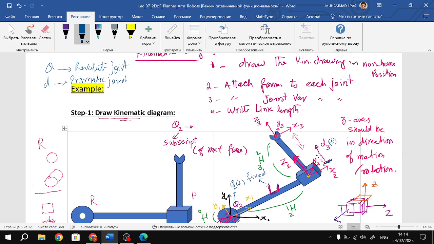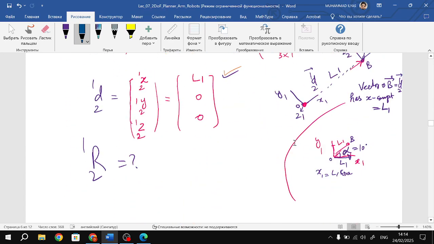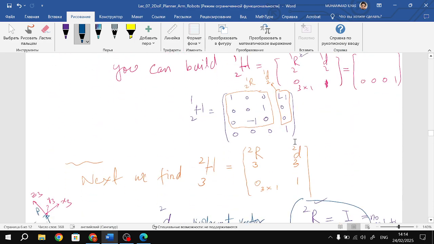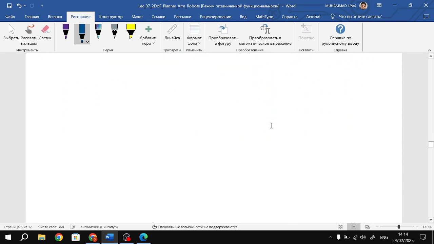Instead of this, we can call it L2, L3, A3, B3, C3, Z, anything. But if L1 is 10, for example, that is fixed. L1 is fixed, but D3 is changing, so we can't substitute it with a number, because it's a variable. How do we distinguish them, changing or fixed? A joint variable is always changing. A link length is fixed.